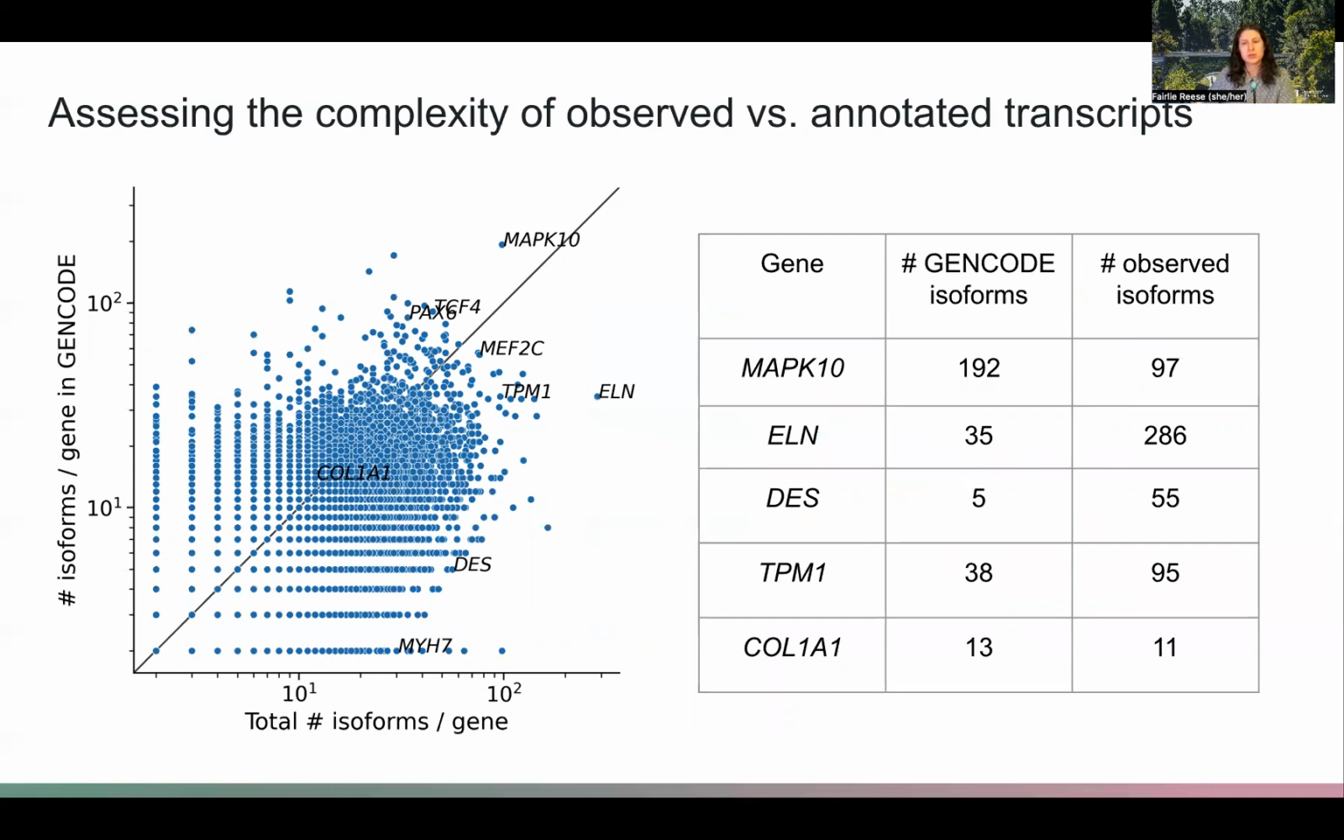And I've just pulled out some interesting examples here, first of which is MAPK10, which has the most isoforms annotated out of every gene in GenCode at 192. But also 2 genes that have a pretty marked increase in terms of their transcriptional complexity between GenCode and what we observe. So elastin goes from having 35 annotated transcripts to 286, and desmin goes from 5 to 55.